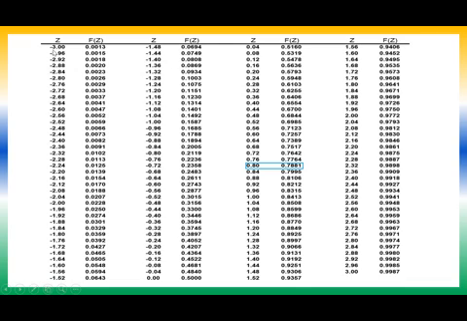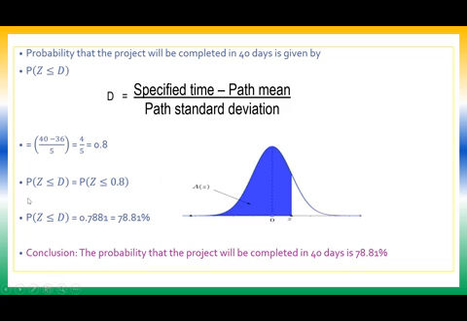right? If you have the table with you for area under the normal curve, you can use that. I have used a simplified table here, where I take the Z value and its corresponding probability is given. So I am looking for the Z value 0.8. Its probability is 0.7881, right? So P of Z less than or equal to D will be 0.7881. When I write it in percentage, it will be 78.81%.